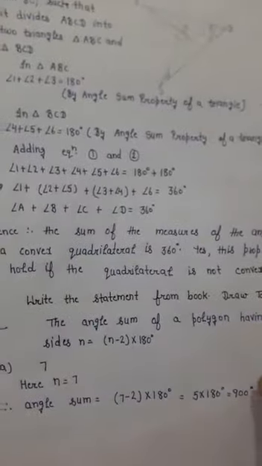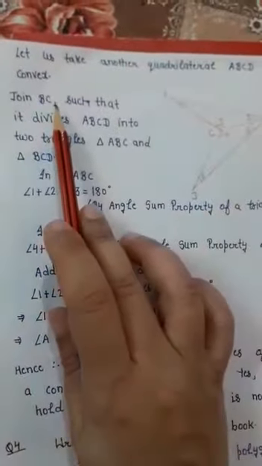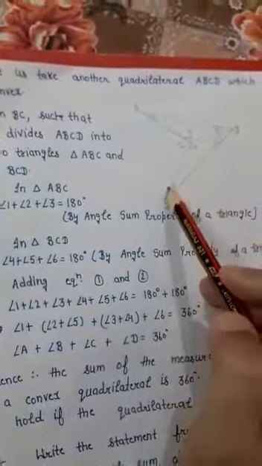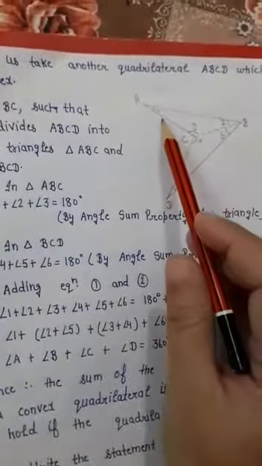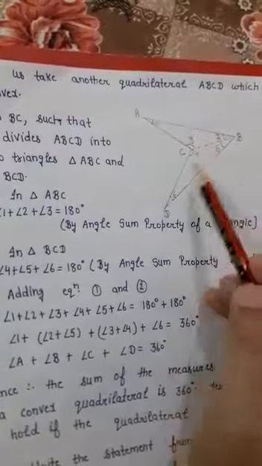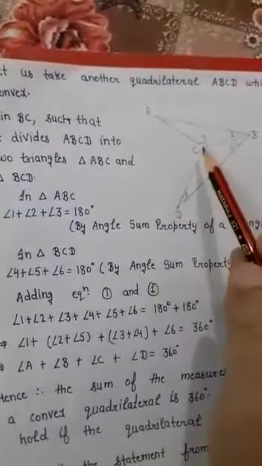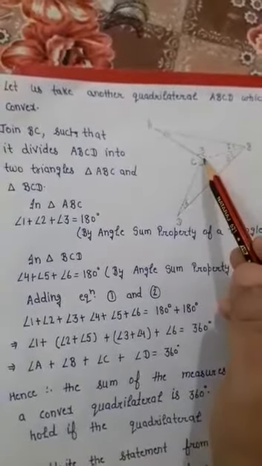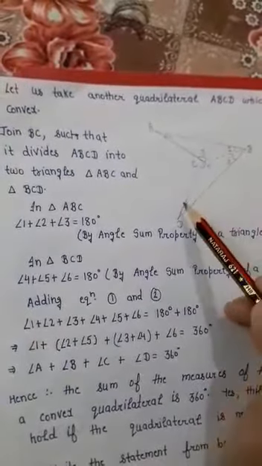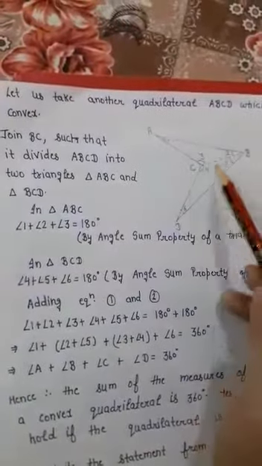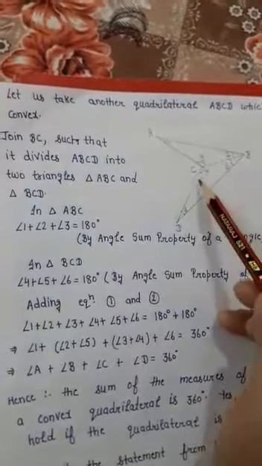Now we have to take another quadrilateral ABCD which is not convex. I will draw the figure in this way, A, B, C, D. I will give names to the angles: 1, 2, 3, 4, 5, 6. Join BC, such that this diagonal divides ABCD into two triangles. The first triangle will be ABC and the second triangle will be BCD.